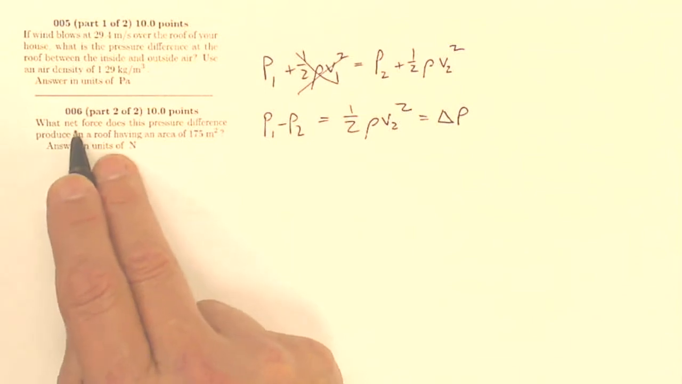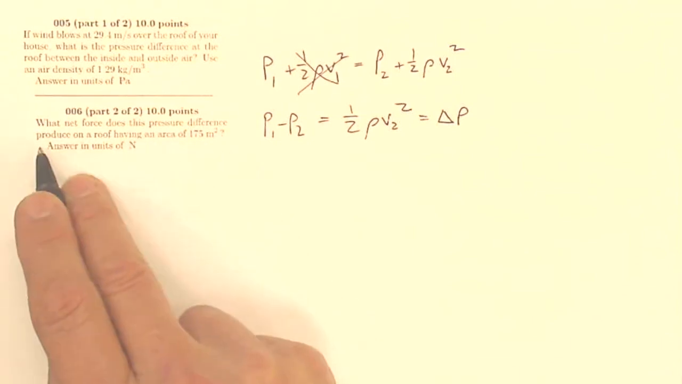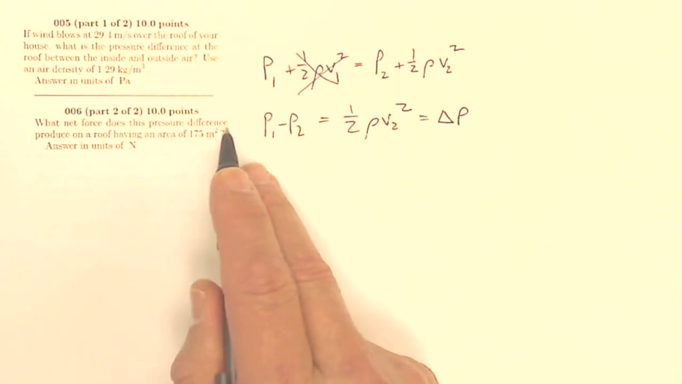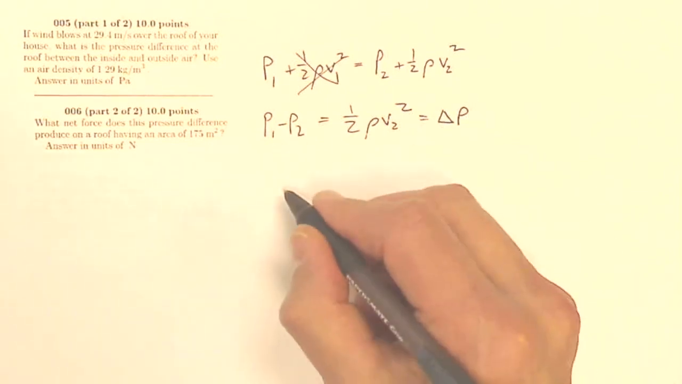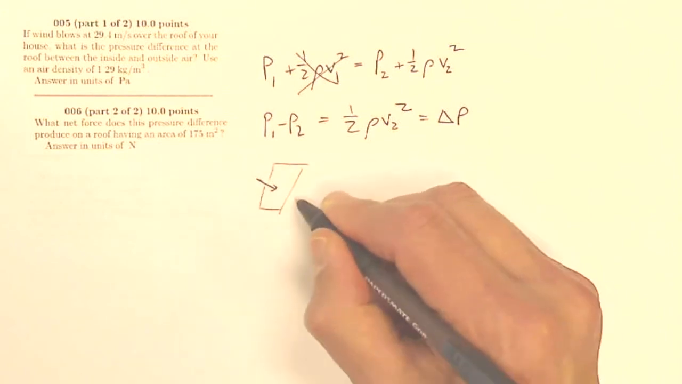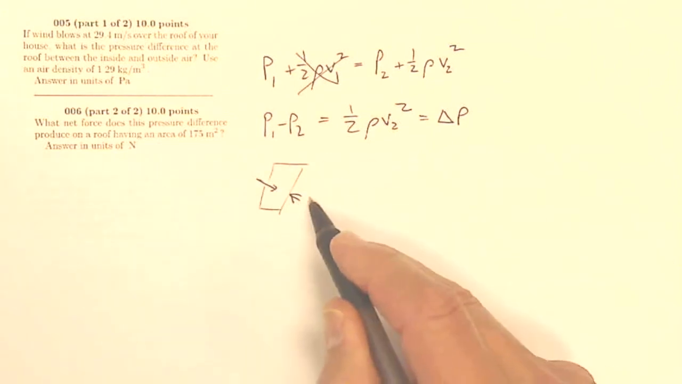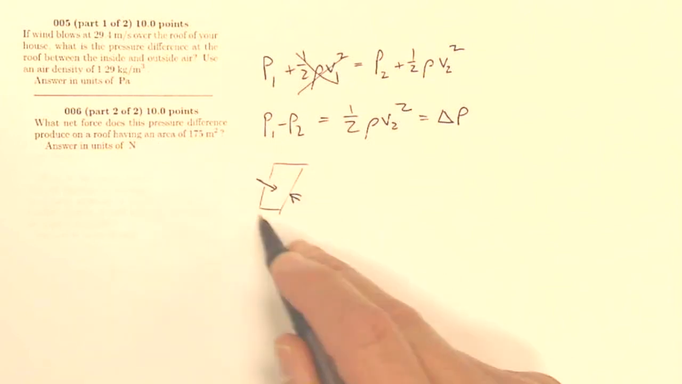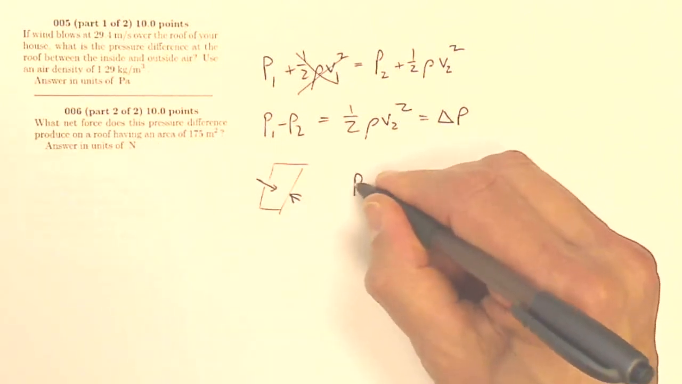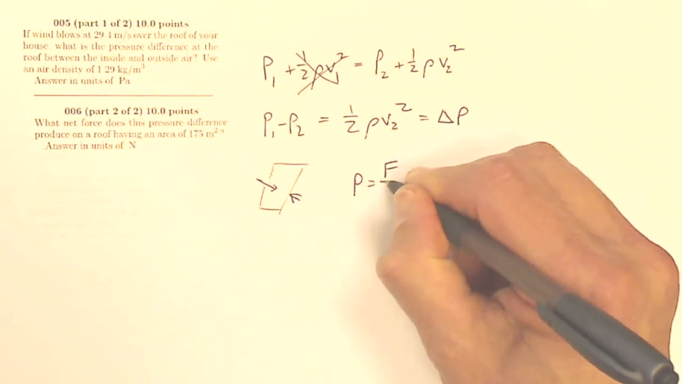Question 6 says, what net force does this pressure difference produce on a roof having an area of 175 meters squared? So now I've got a difference in pressure between the outside of the house, there's my roof, and the inside of the house. The inside of the house and the outside of the house, I'm going to have a difference in pressure.